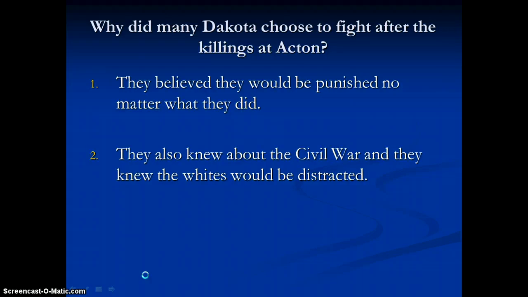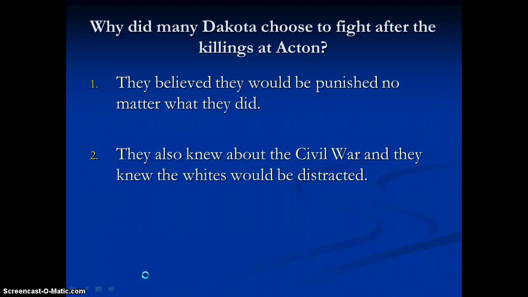So why did many Dakota choose to fight after the killings at Acton? Now you might want to say, what's the killing at Acton? Well, that's the time where young Indian men were out, and it was a thing of stealing eggs from a white settler. I've read a couple of different stories on it, and they left peacefully, but then went back and murdered the family.